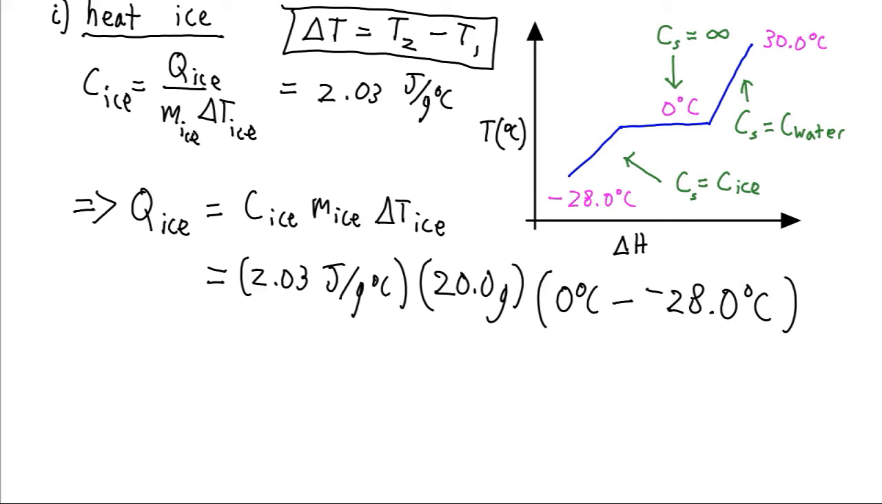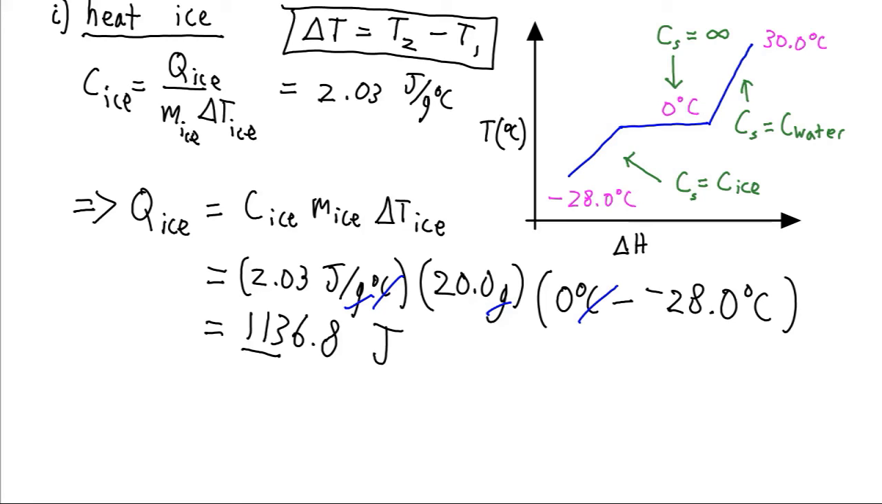Check our units here. We divide by grams and multiply by grams. We divide by Celsius and we multiply by Celsius. So we get what we want, which is joules. This comes out to 1,136.8 joules. And we'll have 3 significant figures, since we are multiplying numbers where 3 was the smallest quantity.